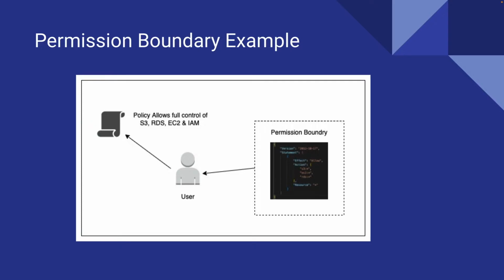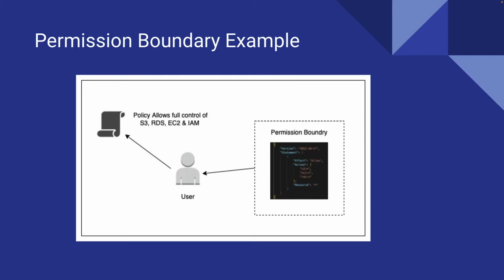So in this instance, we have a user. The user has a policy that allows full control of S3, RDS, EC2, and IAM. Now, obviously, having a user that's got full control over IAM is not very secure. They could elevate their own privileges, they could affect other users' privileges, or they could create new users or another user with elevated privileges. So you really want to restrict who has that control over your IAM users.